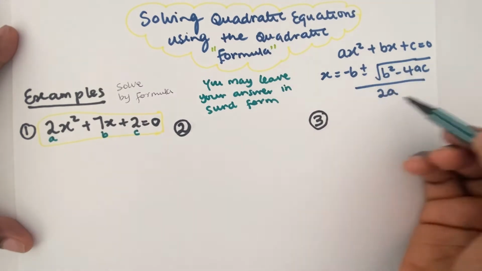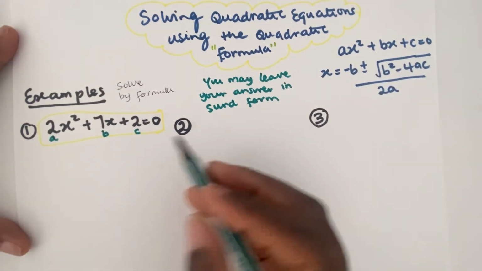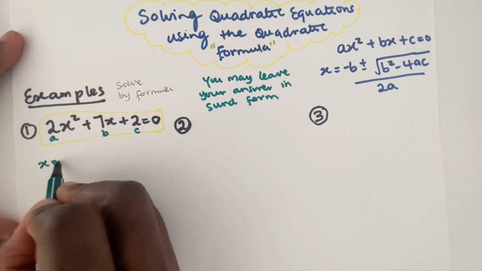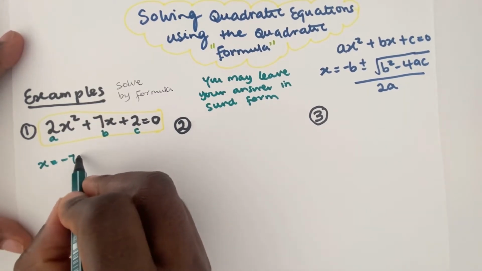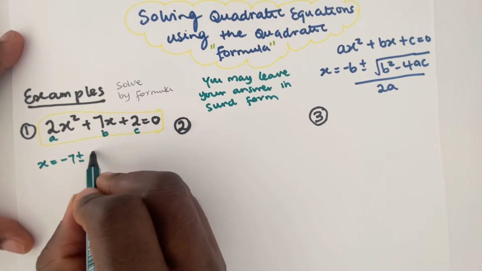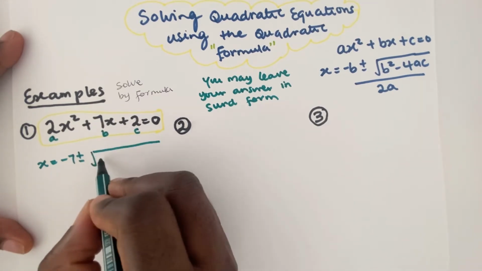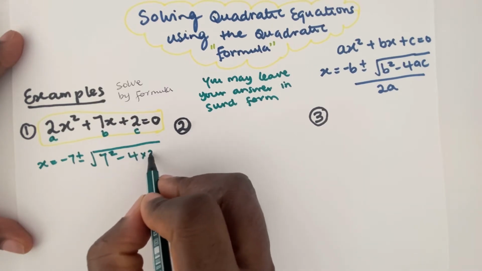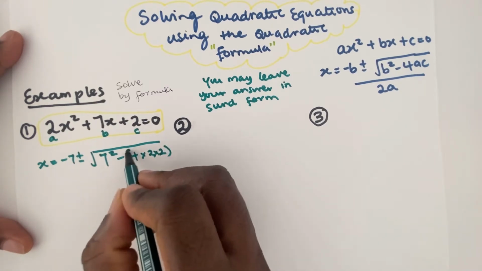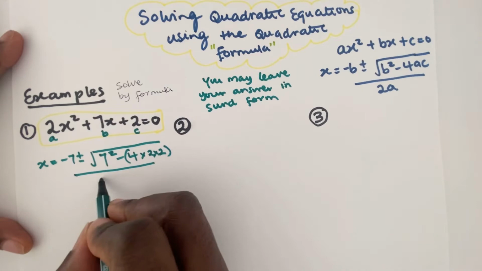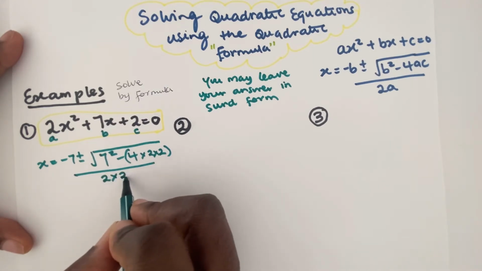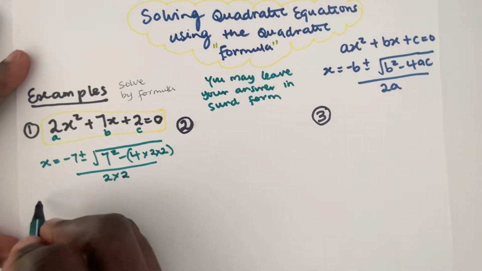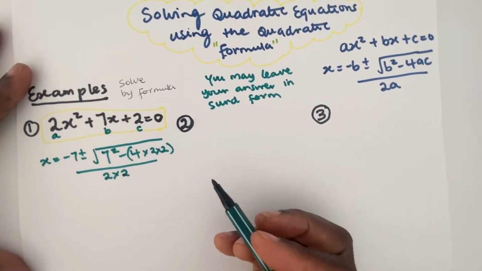So substituting into our quadratic formula, we are going to have x is equal to minus 7 plus or minus the square root of 7 squared minus 4 times 2 times 2 all over 2 times 2, 2a. Okay, then you have to just keep on simplifying.